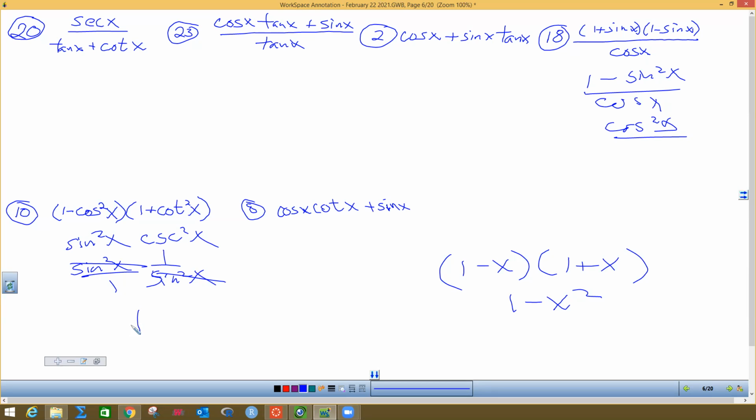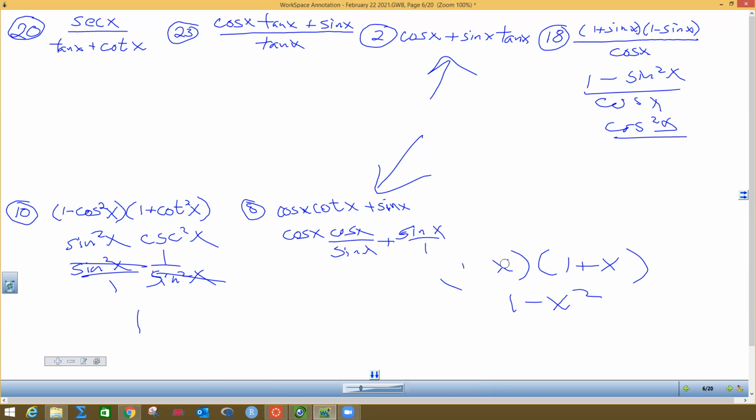All right, we've got 1 more to do. This one doesn't look like it's got, remember doing this one? This one is almost identical to it, except they changed the cotangent over to here. So this is cosine x times cosine x over sine x plus sine x over 1. Can you guys tell me, what is cosine over 1 times cosine over sine? What is that? Anybody? All right, let's do this first.